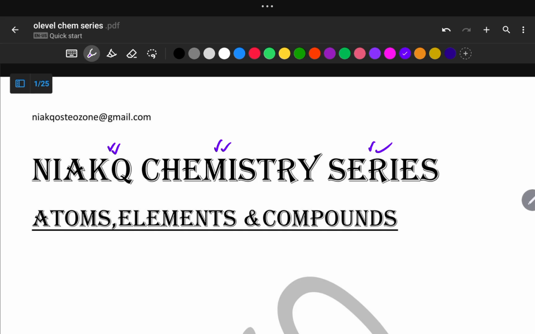Today we are on the second topic of the syllabus, which is atoms, elements, and compounds. We are going to dissect each and every objective so that you can have a better understanding and build your foundation in the principles of chemistry, so that whenever you are being examined, whether it's a multiple choice paper, the practical paper, or the theory paper, you can still apply it.